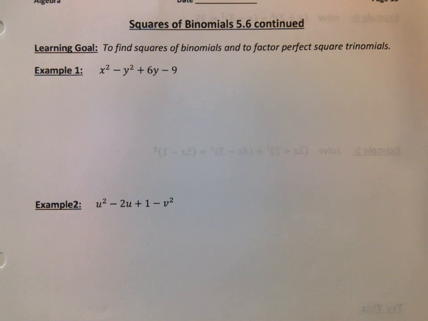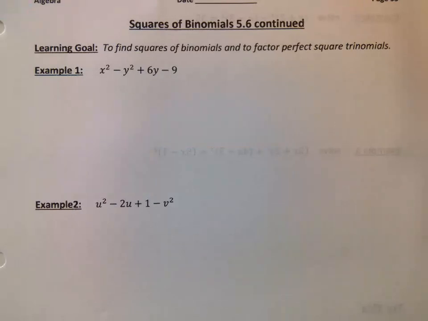Okay, so we are going to continue with lesson 5.6, which is the square of binomials, because we're going to look for perfect square trinomials within polynomials that have 4 terms. Okay, so this is going to require some thinking. It's going to require rearranging things. So you're really going to have to think about this.